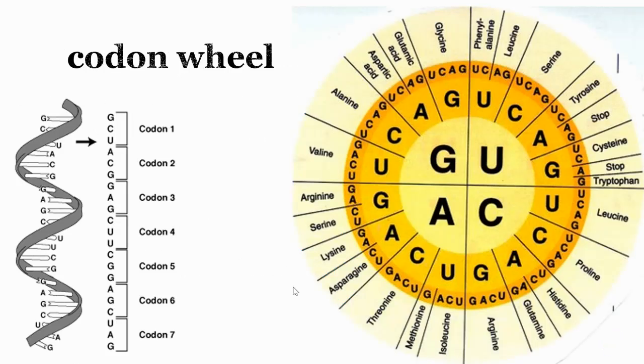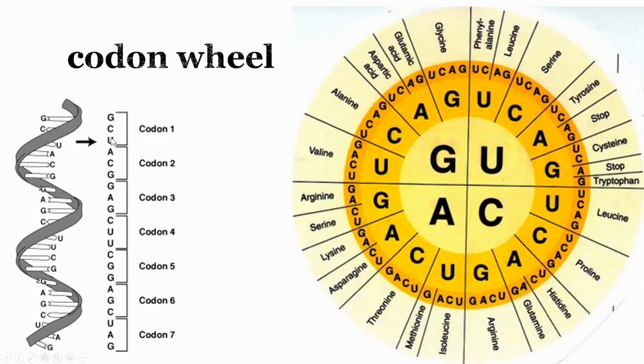Now, there's this really handy codon wheel. The codon wheel tells you which amino acid matches up with which codon. So if you look here, here's our strand of mRNA. It's the message. This message is going to tell the ribosome which order it's going to assemble the amino acids. And so it reads the codons to figure out which amino acid goes where in the protein.